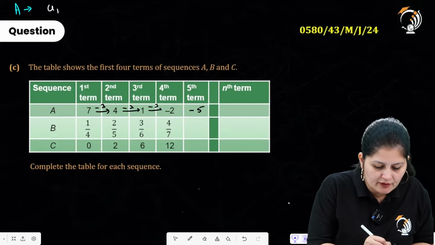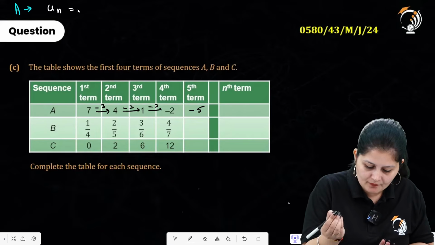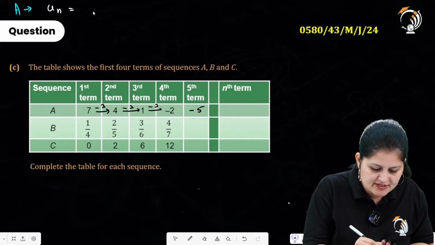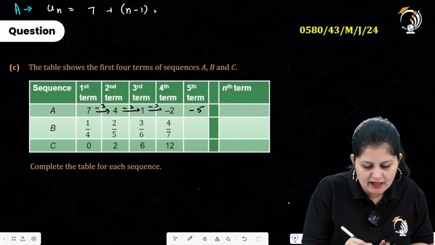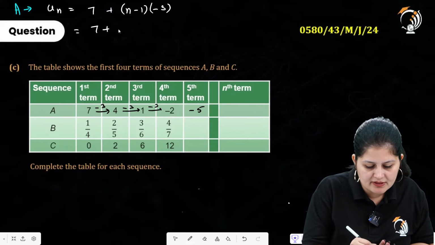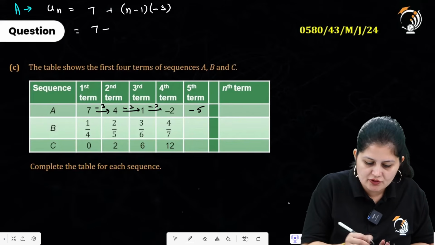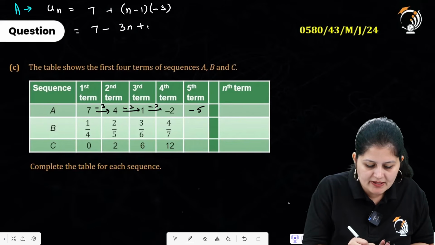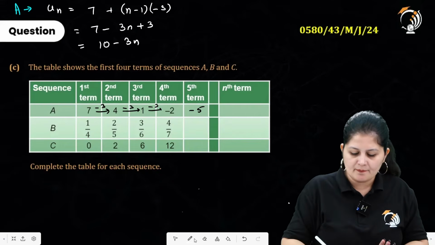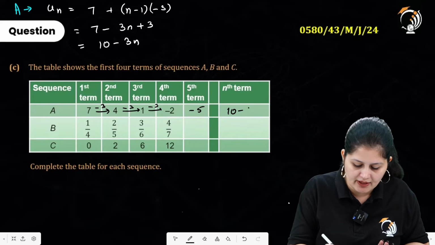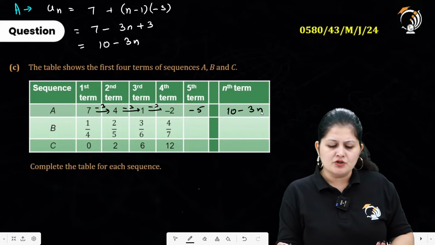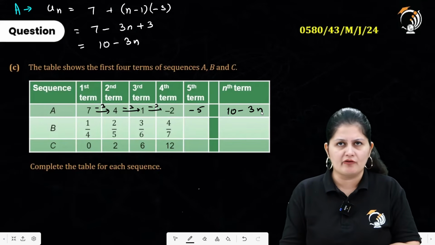So here u_n would be equal to the first term, 7, plus (n minus 1) multiplied by the common difference, which is minus 3 here. So this is 7 minus 3n plus 3. So we will get 10 minus 3n as the nth term of this particular sequence. Let's just write it here: 10 minus 3n. We can even check it for any of the values that we have.